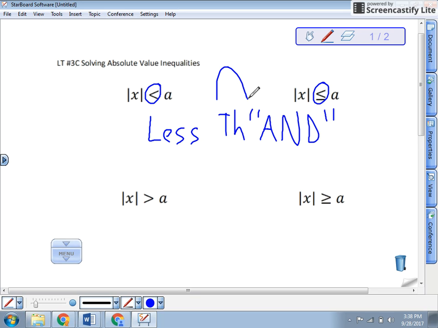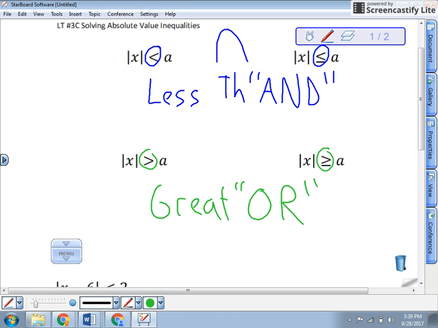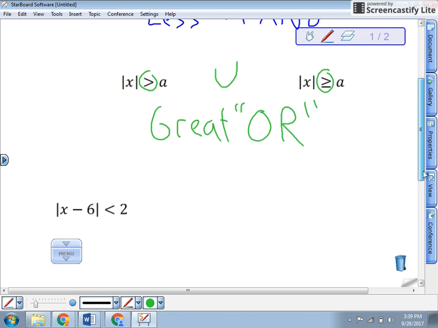So less than. Now, on the other hand, if it's a greater than sign or greater than or equal to, it doesn't matter which one, we're going to say it's "greater". We'll put a little parentheses here. Or greater. So greater than or equal to will always be a union or an "or" problem, which will have that symbol. Now that we know that, let's take a look at how we're going to solve some of these.